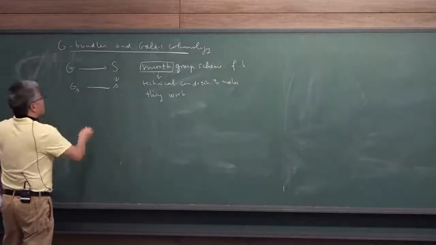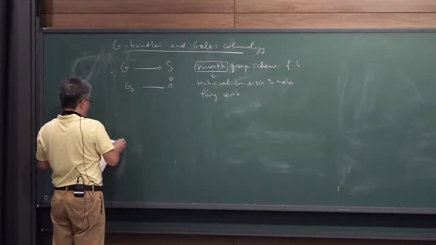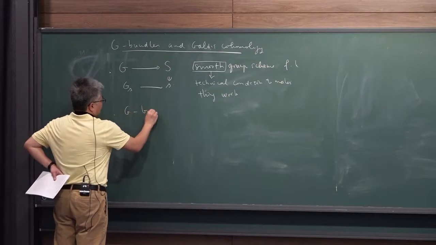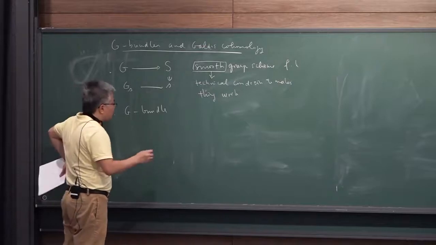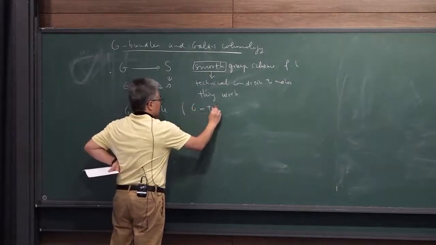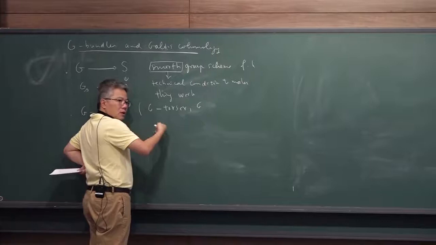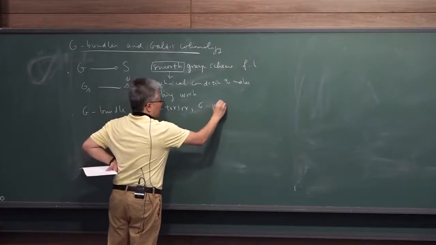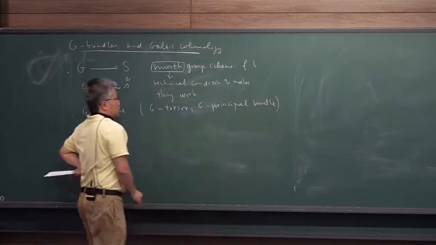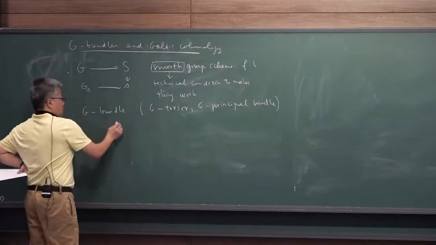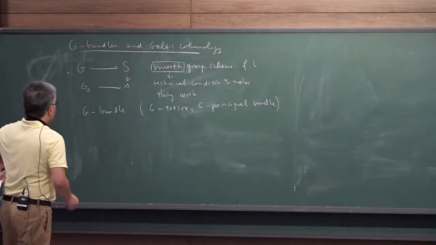Now with this, once you accept what a smooth group scheme is, you can define what a G-bundle is. It has many names, so I just chose a short one, but it is also known as a G-torsor, which is the more technical name in algebraic geometry, and in differential geometry we call it a principal G-bundle. I prefer G-bundle to make it short. So what is a G-bundle?